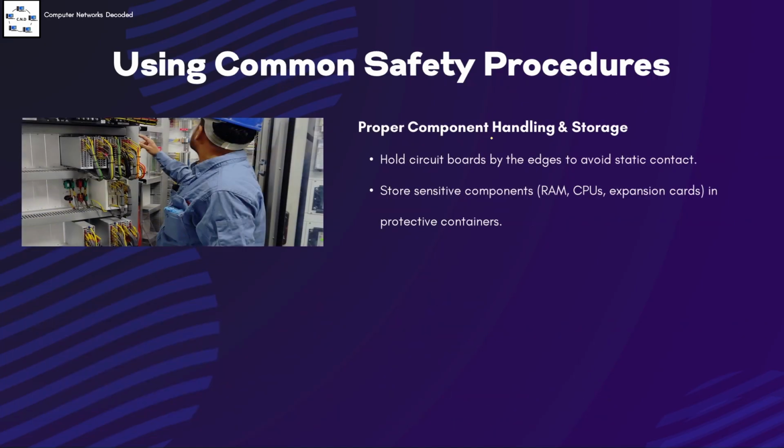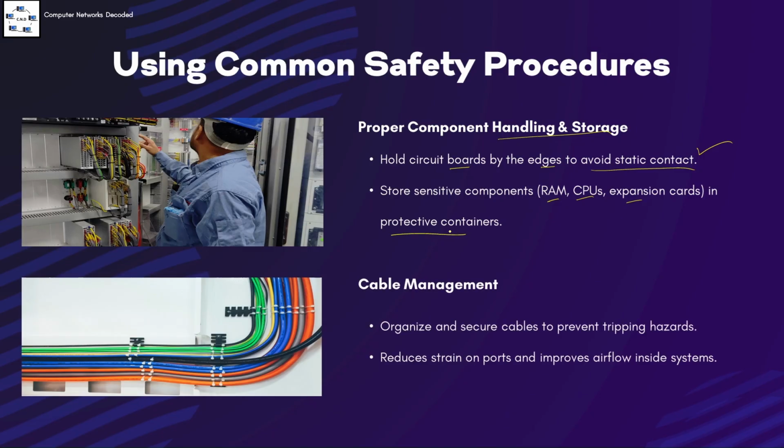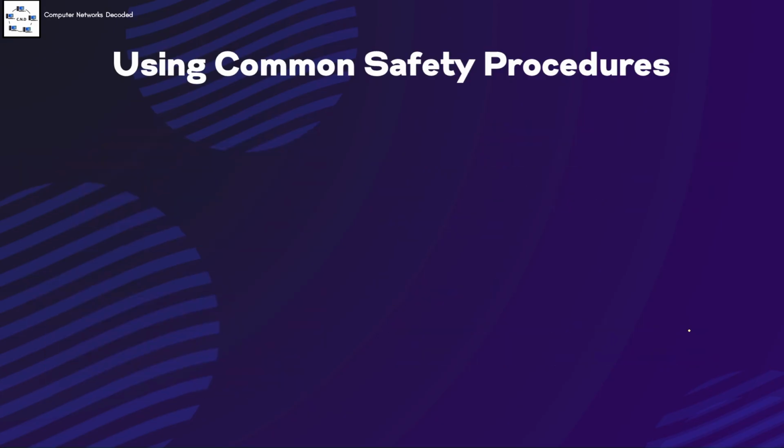Next is the proper component handling and storage. Hold circuit boards by the edge to avoid static contact, and store sensitive components like RAM, CPU, and expansion cards in protective containers. Cable management is used to organize and secure cables to prevent tripping hazards, and this also reduces strain on ports and improper airflow inside systems.